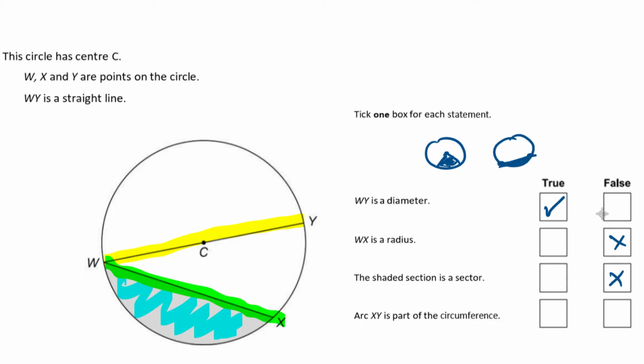So that's wrong there. And then arc XY is part of the circumference. Arc XY. This. Yes, that's a bit of the circumference, isn't it? It's like a little snippet of it. So that is true. Okay, so we agree with that one. Okay, so true, false, false, true.